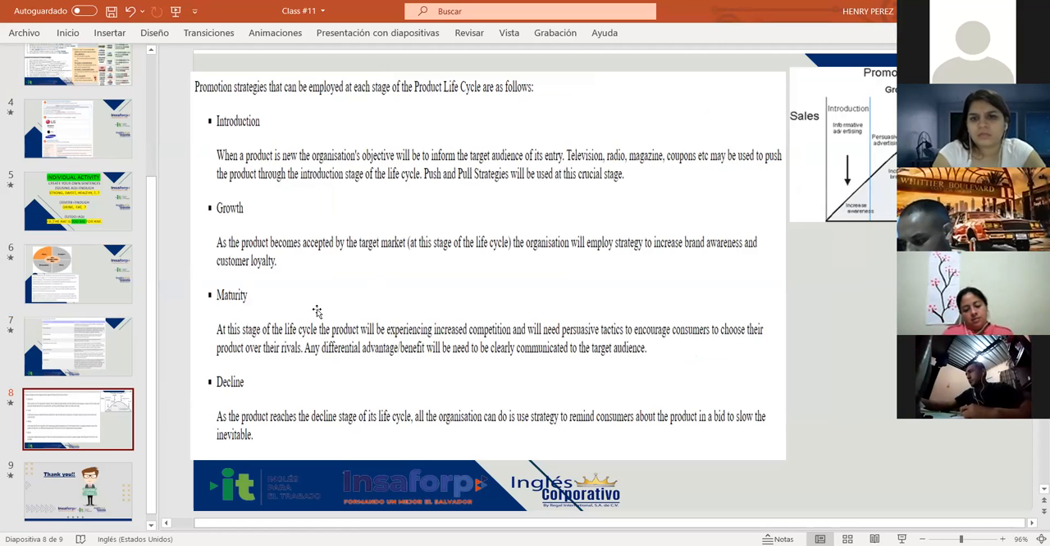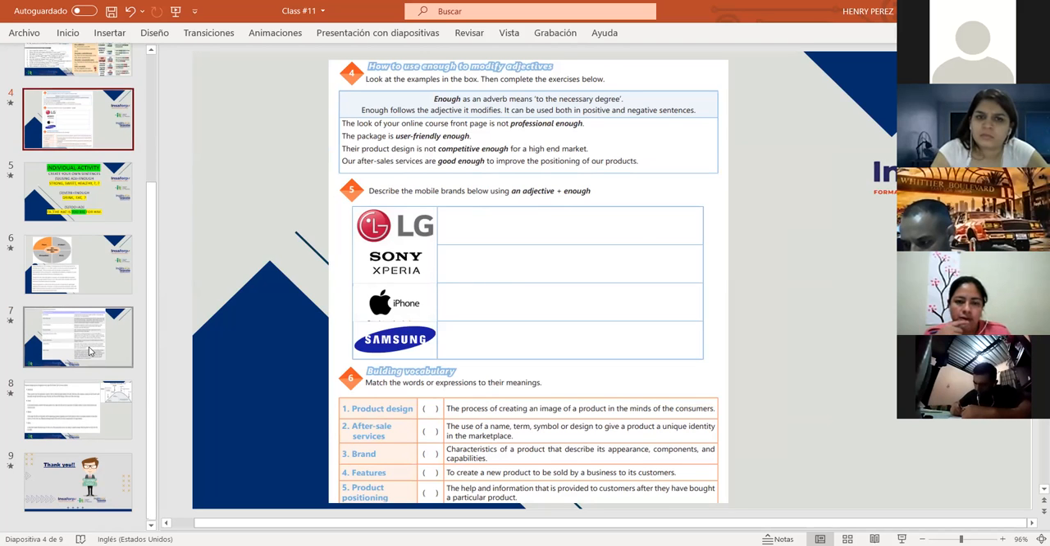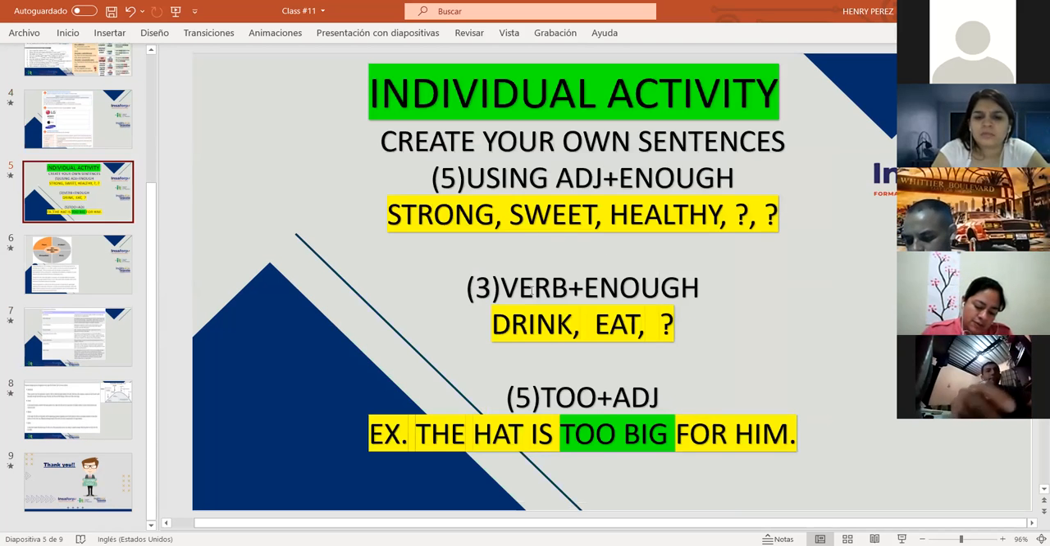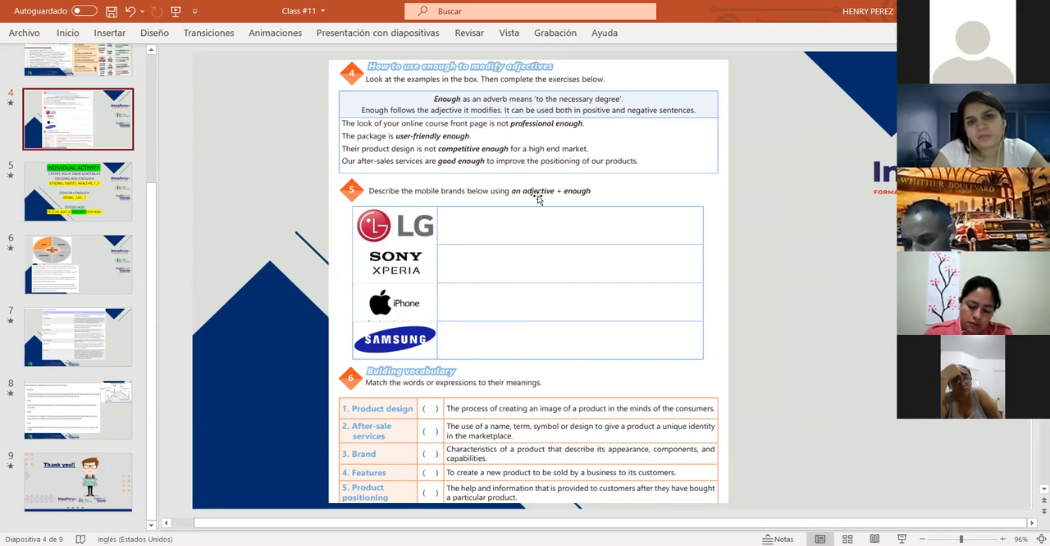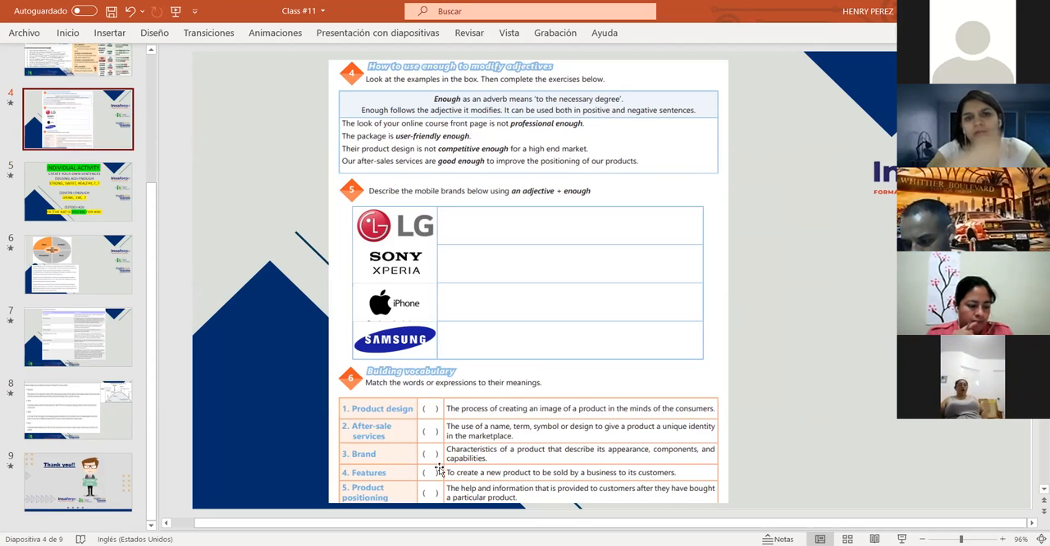So tomorrow, what I'm going to do is finish this part right here, and then it begins again with this vocabulary here. We're not going to do this part, okay? Why? Because you're doing it here. This was more challenging. This is related to this, but we're not going to do this because it only has one form, adjective and enough. And I made it a little bit more challenging with verb and enough and two and an adjective. So this one, we're going to do the vocabulary.